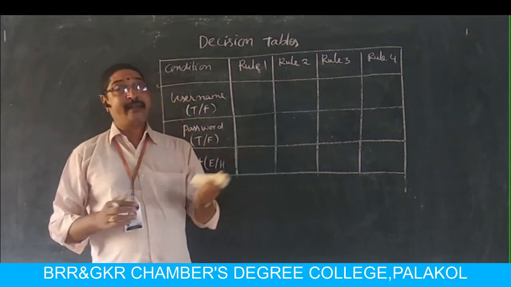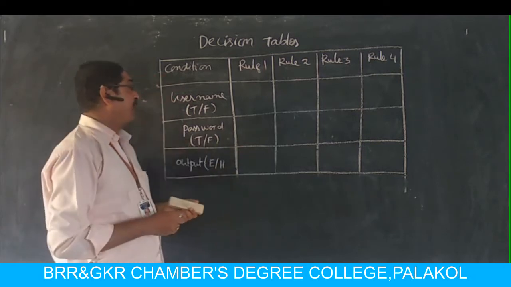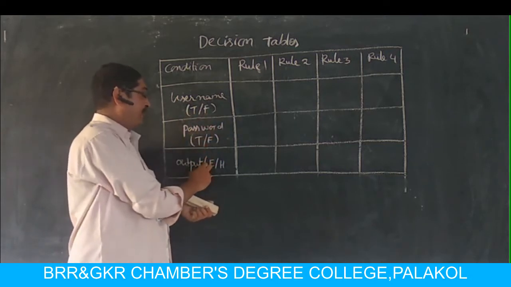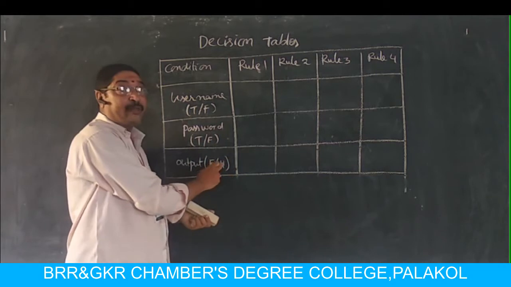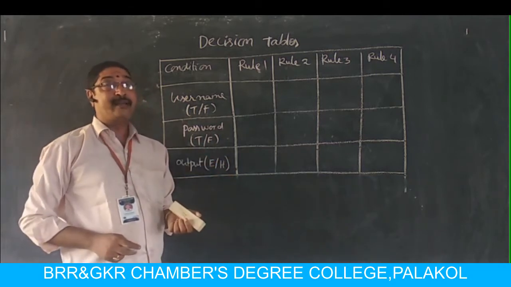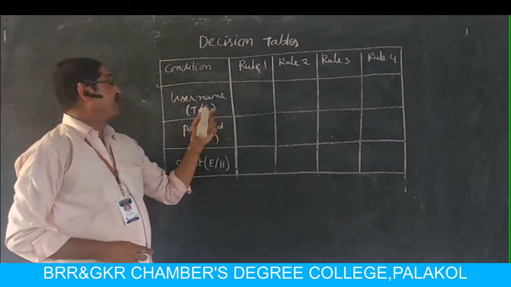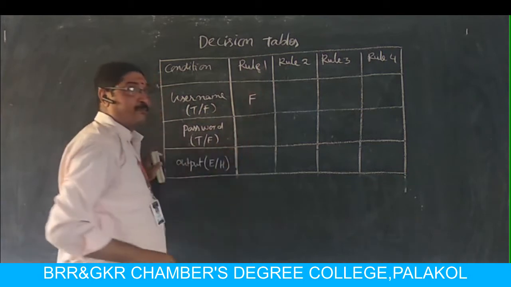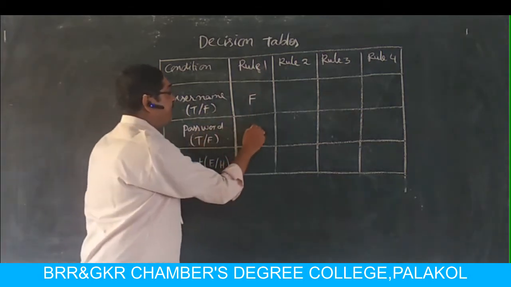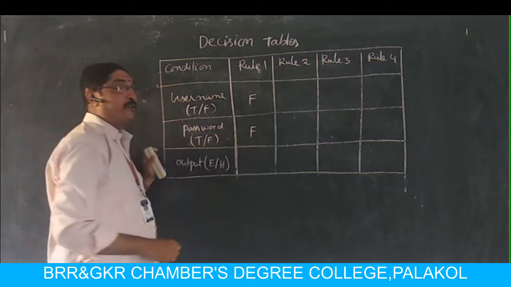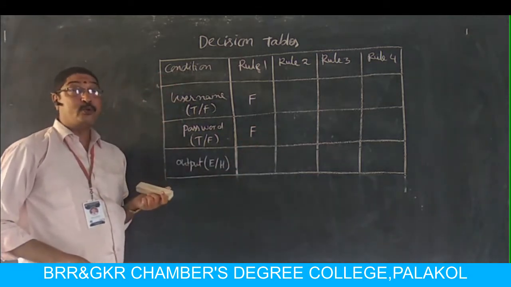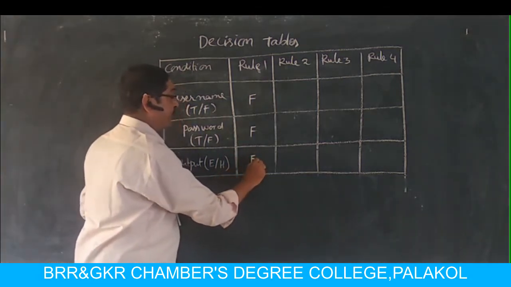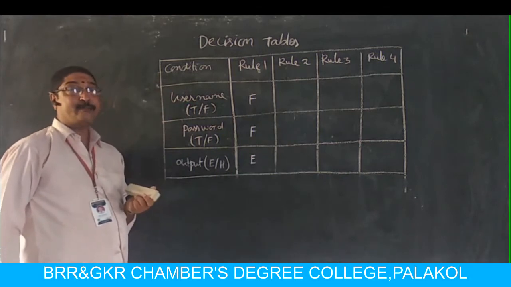So for that, we are writing a decision table. Here, I used some legends. T is for true and F for false. E is to display an error and H is for the home page. So these are the legends. Let us see. The username is entered, and the username is false. And he entered the password also wrong, so it's also false. Then what to do? The action to be performed: simply here I am writing E, which means display error message.